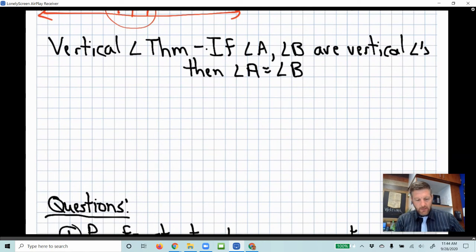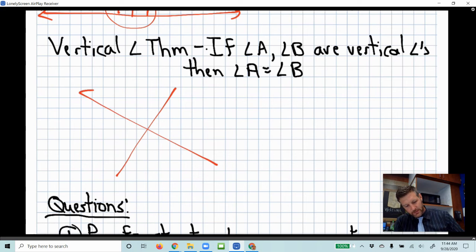And this last one, the vertical angle theorem. We've already talked about vertical angles. This is just identifying that we can use what we know about vertical angles as a justification in a proof. It says that if angles A and B are vertical angles, then they must be congruent.